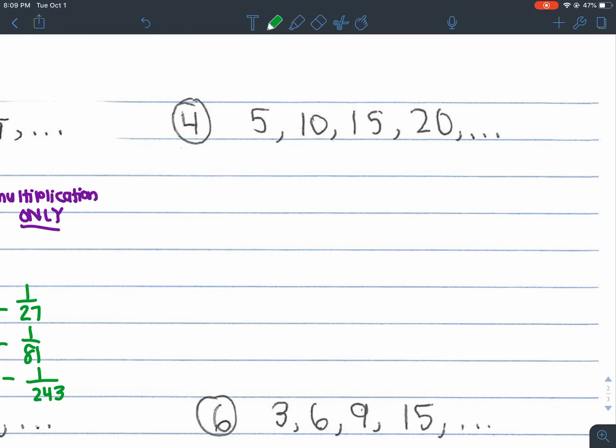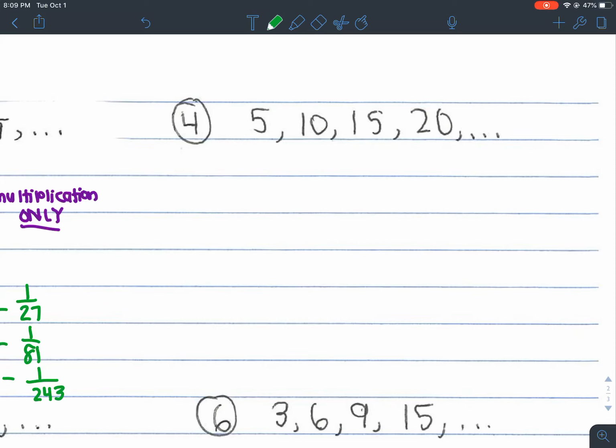Okay, we have 5, 10, 15, 20. I want you to think for a little bit. Do you think this is geometric? Okay, and I'm going to say no. Now, what is this actually? What do you notice about what's happening? What is really happening here?